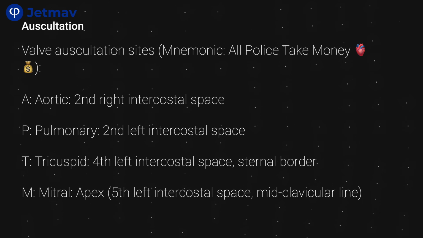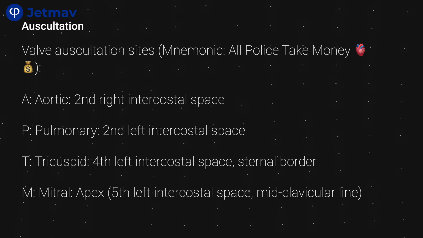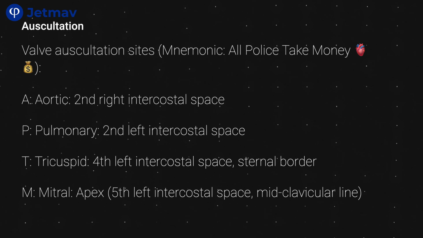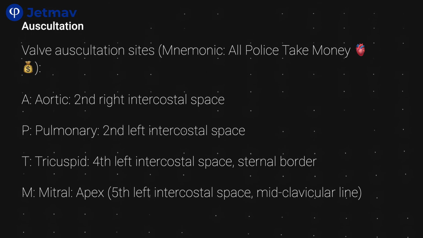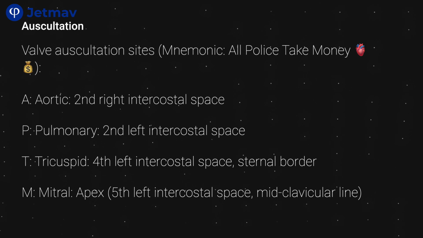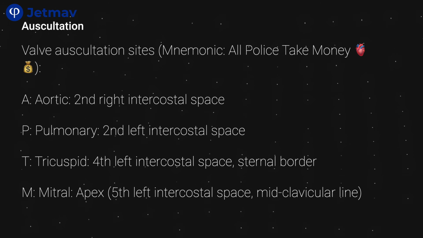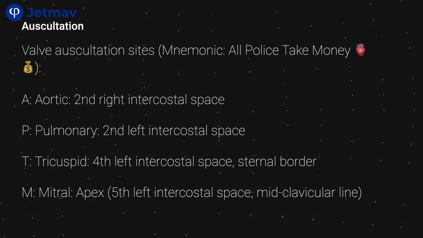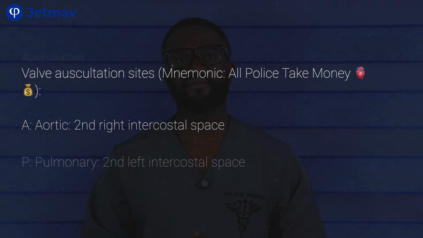So the aortic area is the second right intercostal space, while the pulmonary area is the second left intercostal space. Then the tricuspid area is the fourth left intercostal space at the sternal border. Then the mitral area is the apex, which is usually at the fifth left intercostal space, mid-clavicular line.